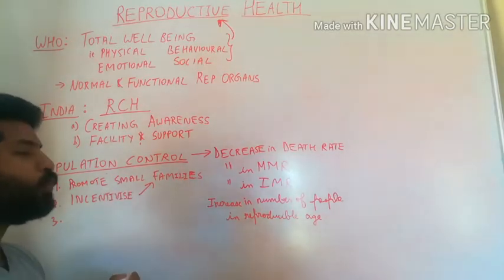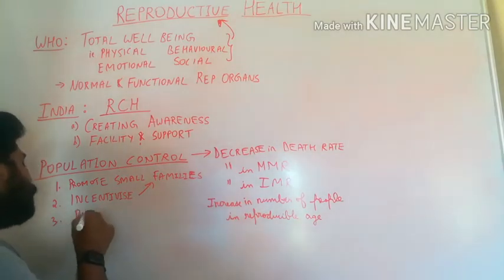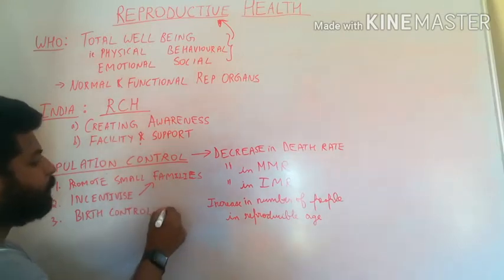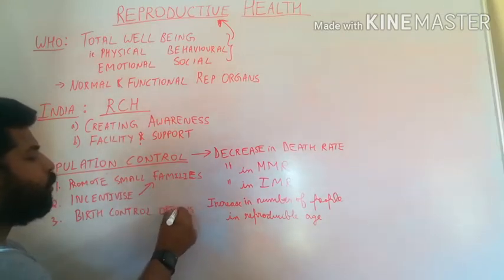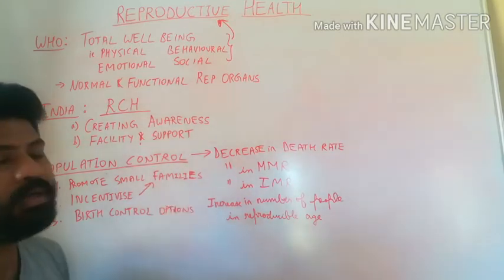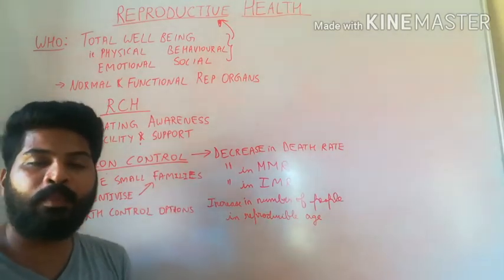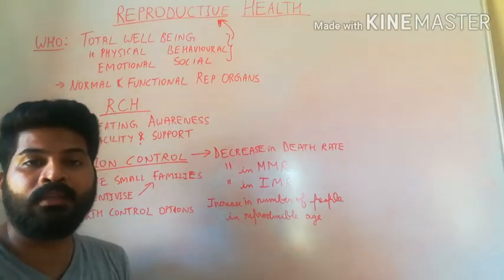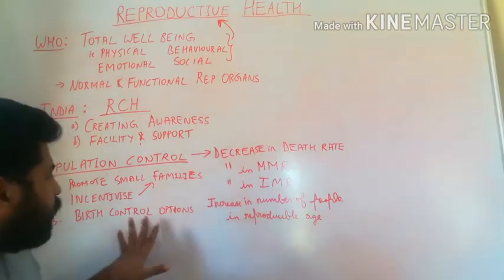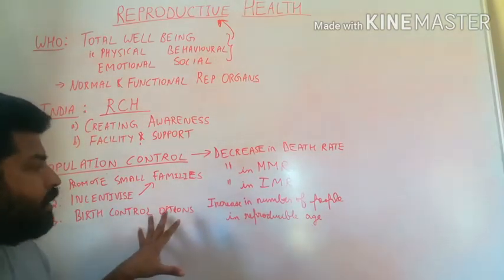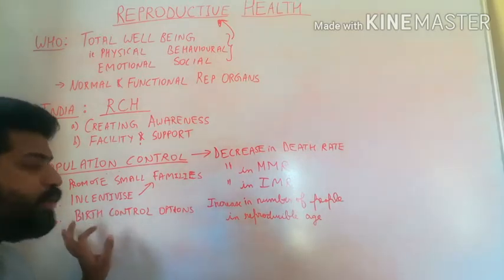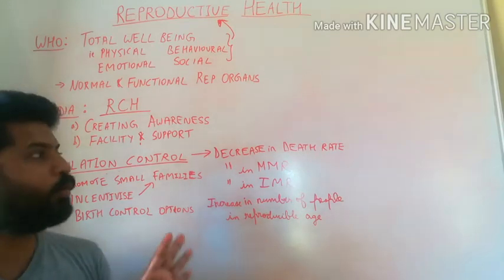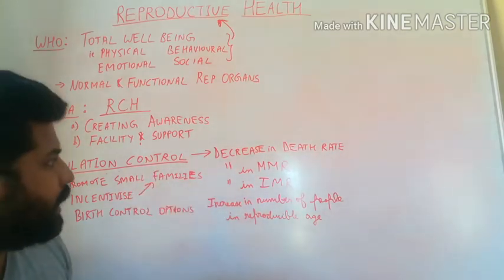Other than these 2, also government is looking at the various birth control options. That is, what are the possible contraceptive devices that are available which will help to avoid pregnancy or which will help to delay the pregnancy. So that is what we will be looking at in detail right now. That is the different types of contraceptive methods that are available to control the population explosion.